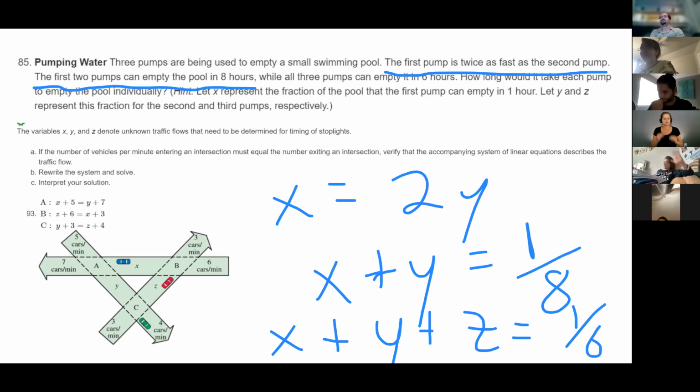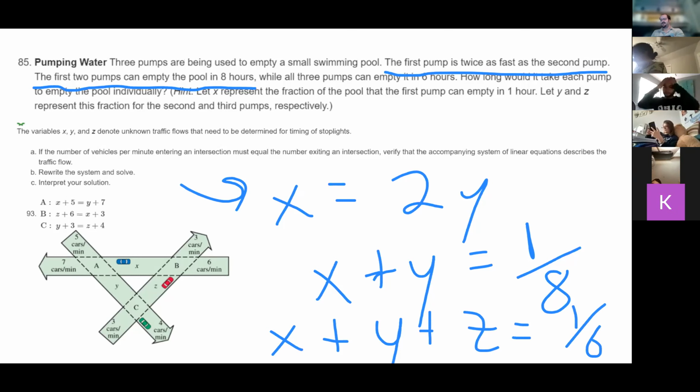Teacher, can you do us the favor to do it again and to explain it more? Slow down, please. Okay, so this first one says the first pump is twice as fast as the second one. I think you probably got that one, right? All right, so X equals 2Y. The next one says when we do the first pump and the second pump together, it's going to clear out in 8 hours. And so we want to know the rate. We're not doing the time, or the amount of pools cleaned or emptied. We want the rate, in pools per hour.